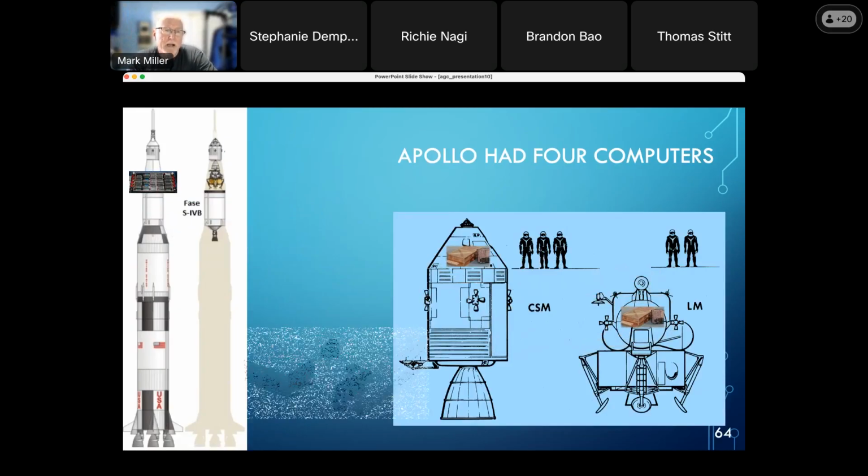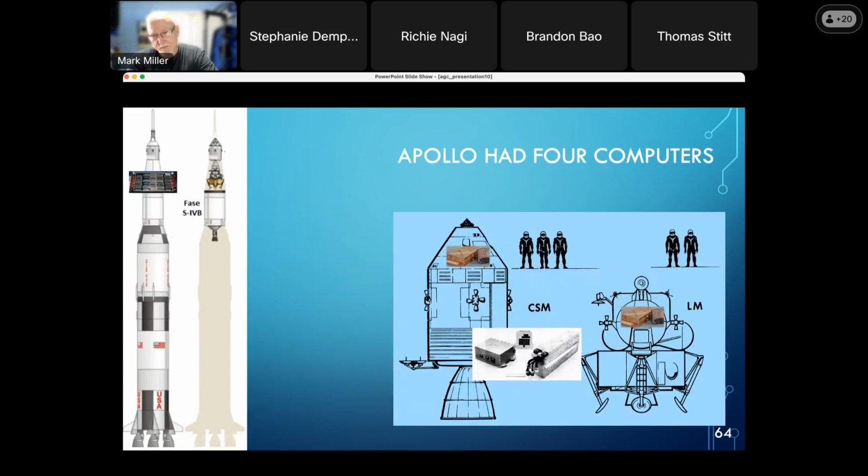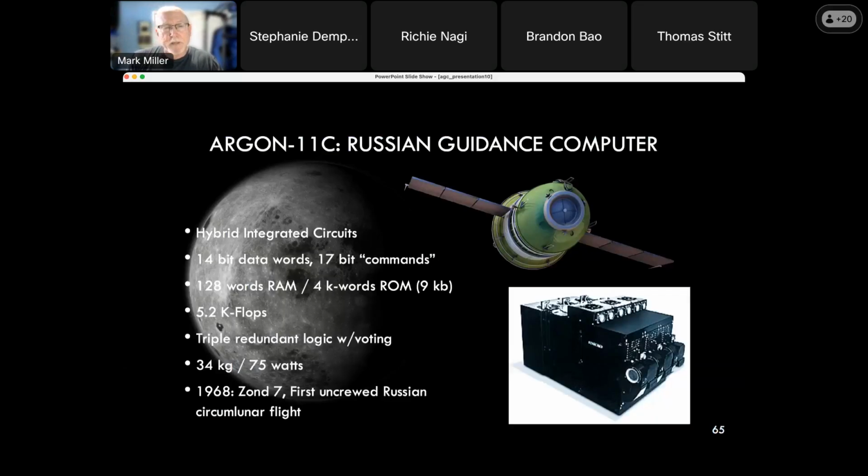That was developed by IBM. And then there was an abort guidance system on the lunar lander as well. That was a backup, basically, in case the main computer failed. And that was developed by TRW.